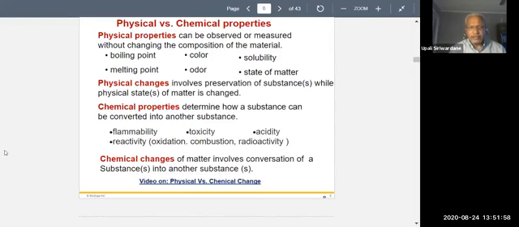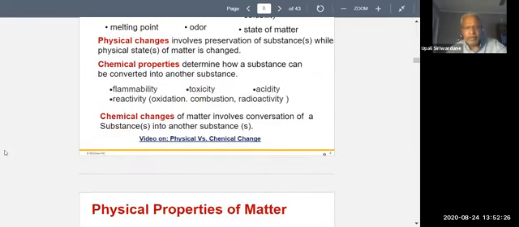Physical changes involve preservation of substances, while physical state of matter is changed. Physical change is mainly like boiling, melting, solubility, and whether it's a liquid or gas. It involves physical changes.